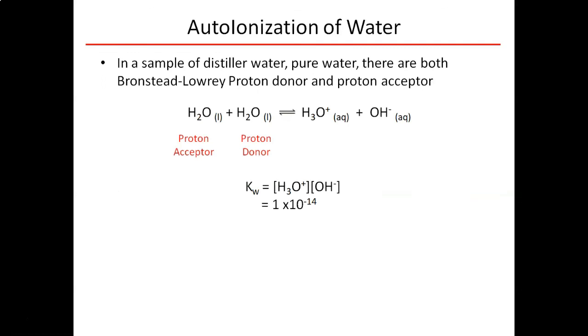Now, let's go back to the autoionization of water. This is actually a dynamic equilibrium that sets up, where if I had a sample of pure water, some of the water would ionize to produce hydronium and hydroxide ions. And we know this intuitively because a sample of pure water has a pH of 7, which means that the concentration of my hydronium ion is 1 times 10 to the negative 7, and the concentration of my hydroxide ion is 1 times 10 to the negative 7. So 1 times 10 to the negative 7 times 1 times 10 to the negative 7 gives me 1 times 10 to the negative 14.